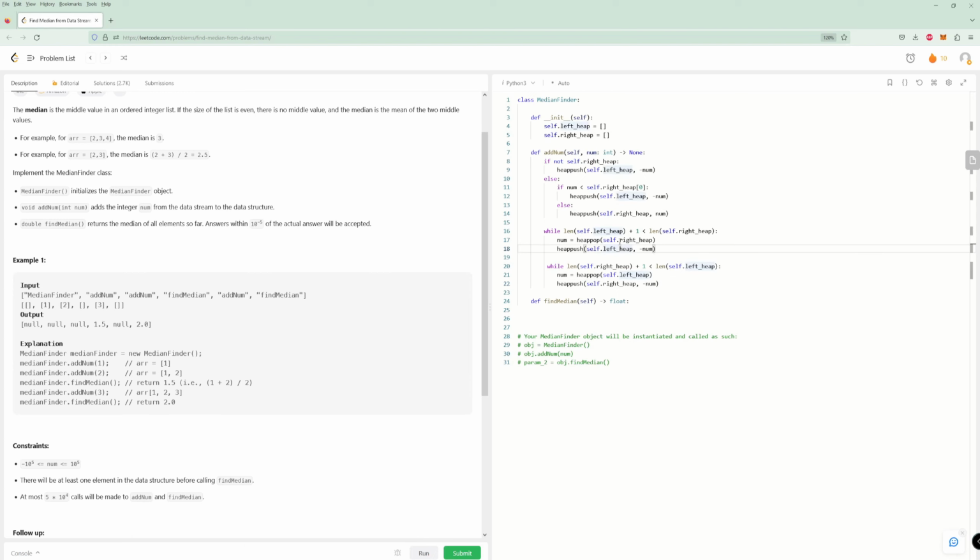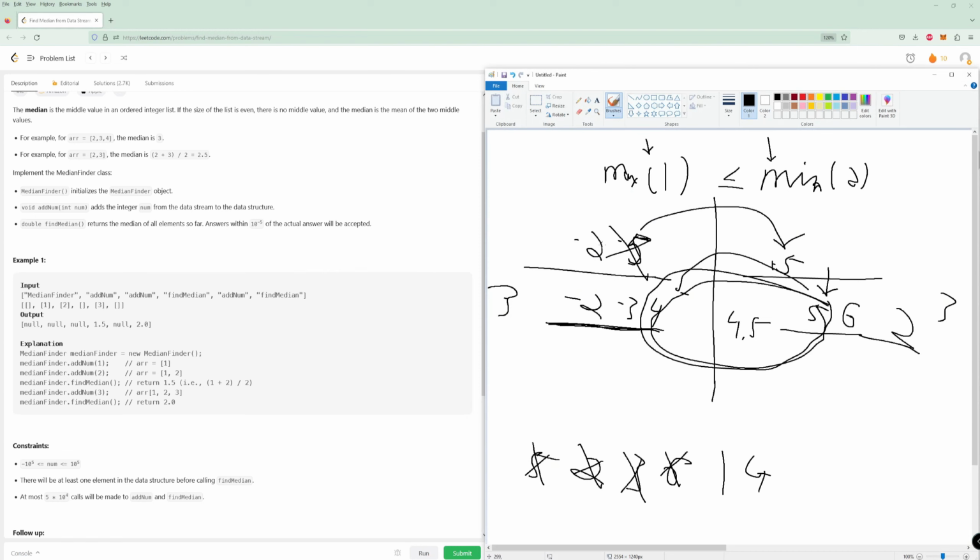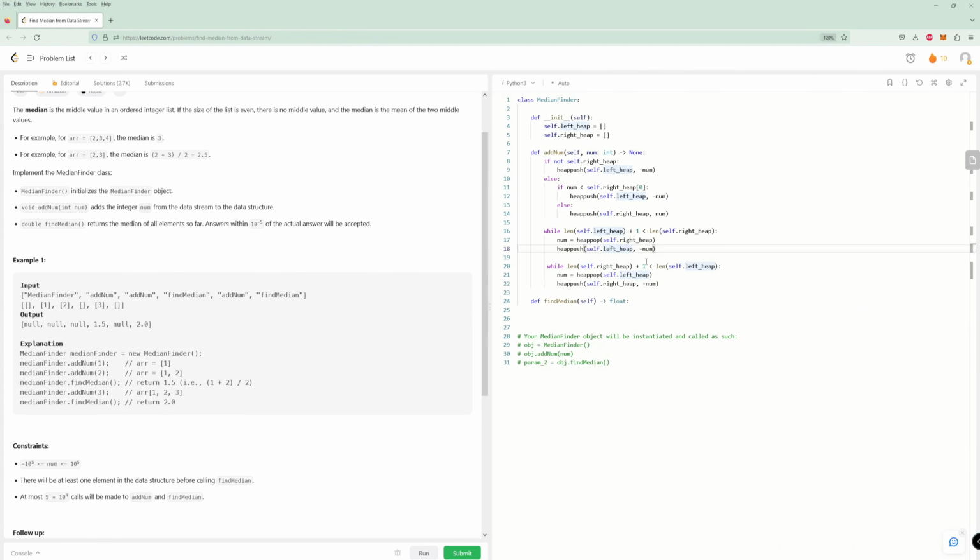So now these heaps are guaranteed to be balanced. If we pop from the left, like let's say it's -2, -3, -4, the value we want to push to the right would be this -4, right? We always want to push the negative value from the left to the right, or the smallest value from the right to the left. Okay, so now that we're guaranteed that the lengths of these are within 1, it's pretty straightforward. So now let's think of what cases we could have.